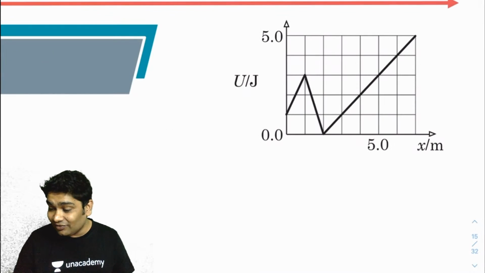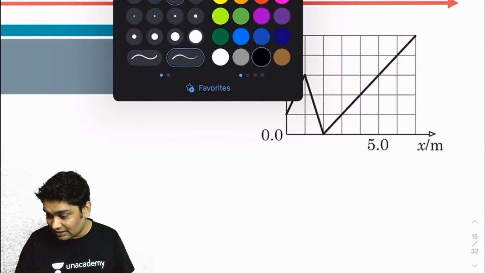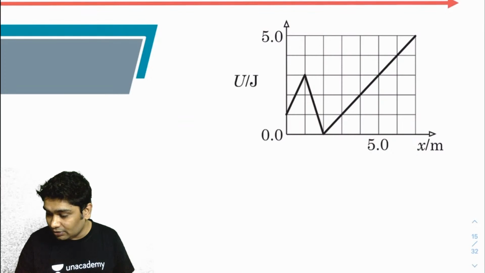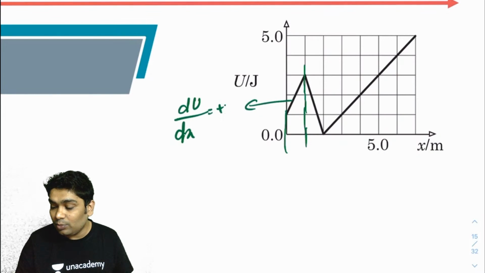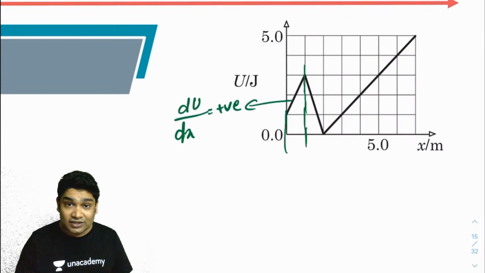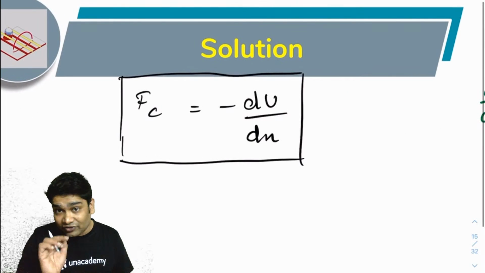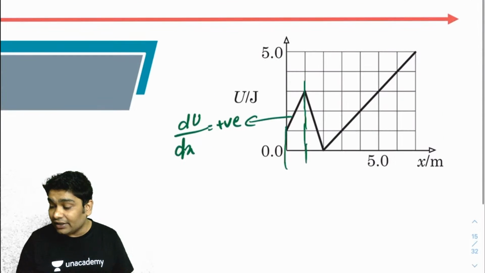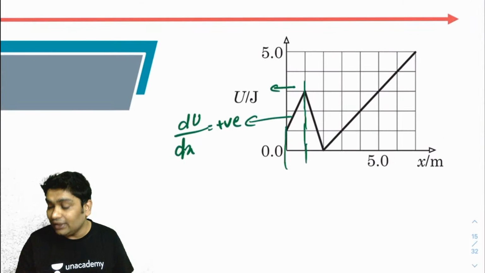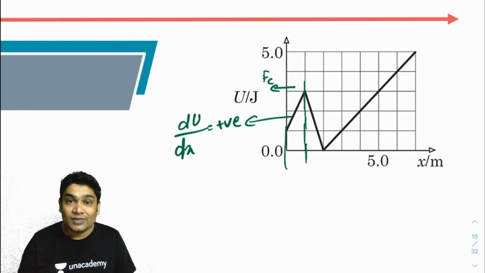See, in this region, from here to here, let's take it region by region. So from here to here, you realize the slope is positive. du by dx is positive. So if that is positive, I will realize that Fc, the conservative force, would be negative. So in this entire region, the force would be acting in this direction. Okay, it would have a negative direction.